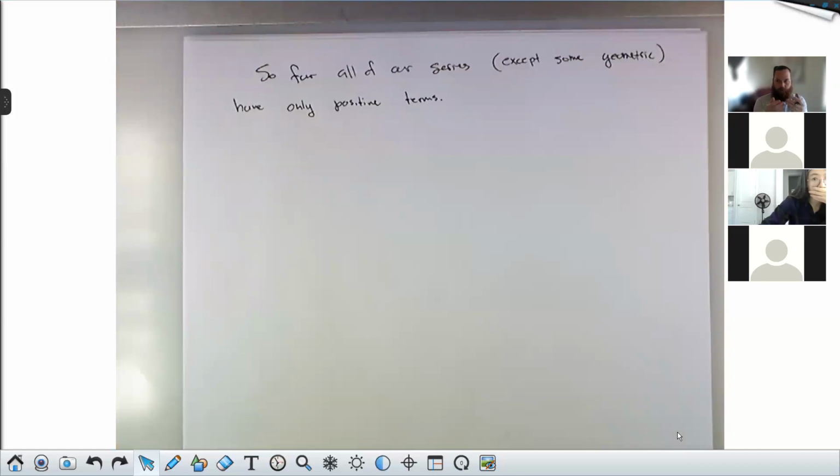But positivity means the series has positive terms. Direct comparison test says 0 is less than an is less than bn. Well, that means both an and bn are bigger than 0, both positive. The limit comparison test says if sigma an and sigma bn are series with positive terms, then blah, blah, blah. All of our series and all of our convergence tests only work for positive term series. So what do we do if I have a series where the terms are not all positive?